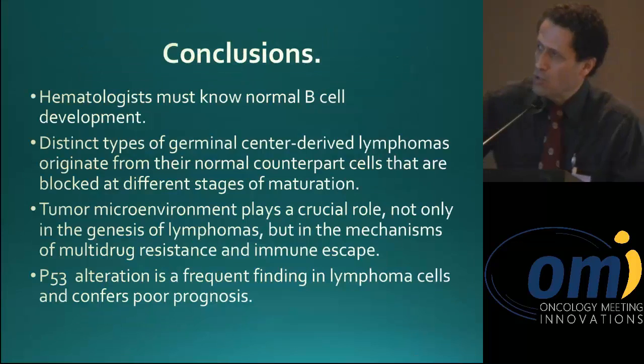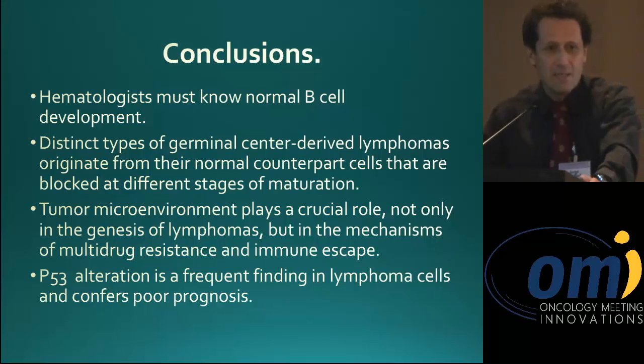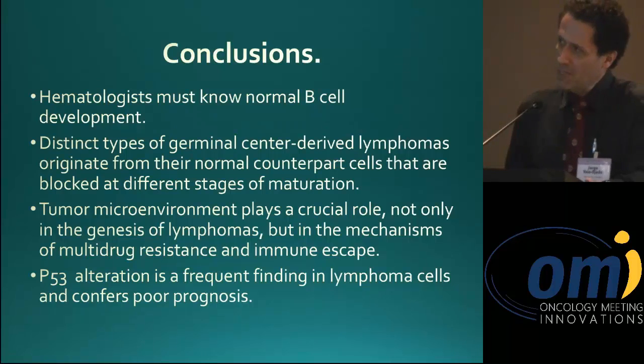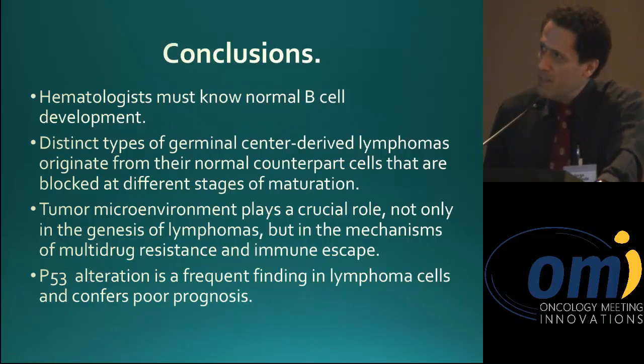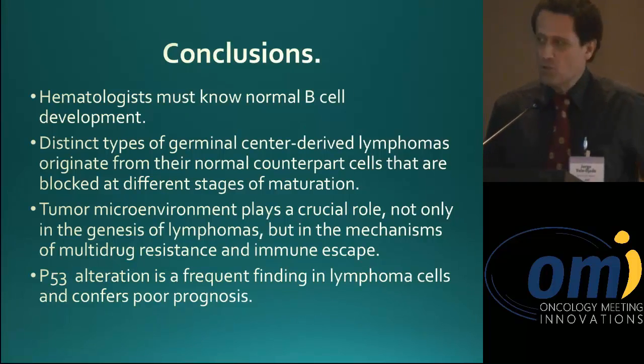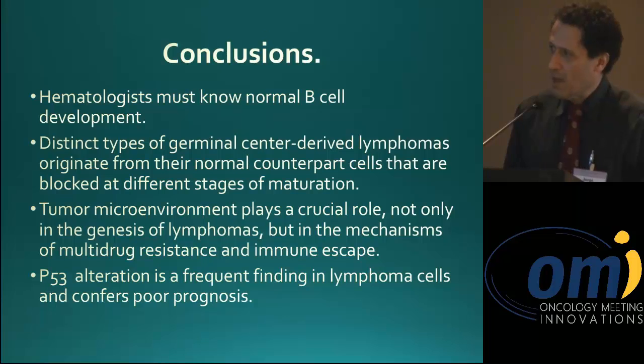So in conclusion, hematologists must know the normal process of B-cell development. Distinct types of germinal center-derived lymphomas originate from normal counterpart cells that are blocked at different stages of maturation. Tumor microenvironment plays a crucial role not only in the genesis of lymphomas, but in the mechanisms of multi-drug resistance and immune escape. And p53 alteration is a frequent finding in all kinds of cancers, but also in lymphoma cells, and confers poor prognosis.